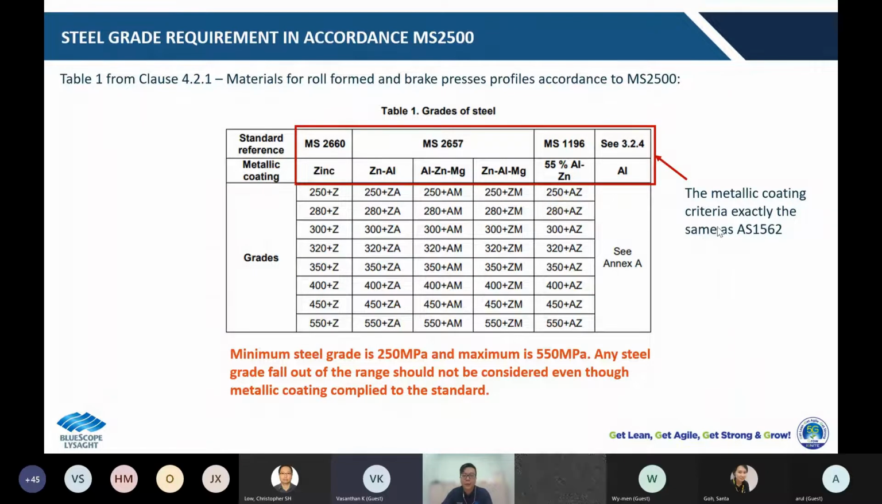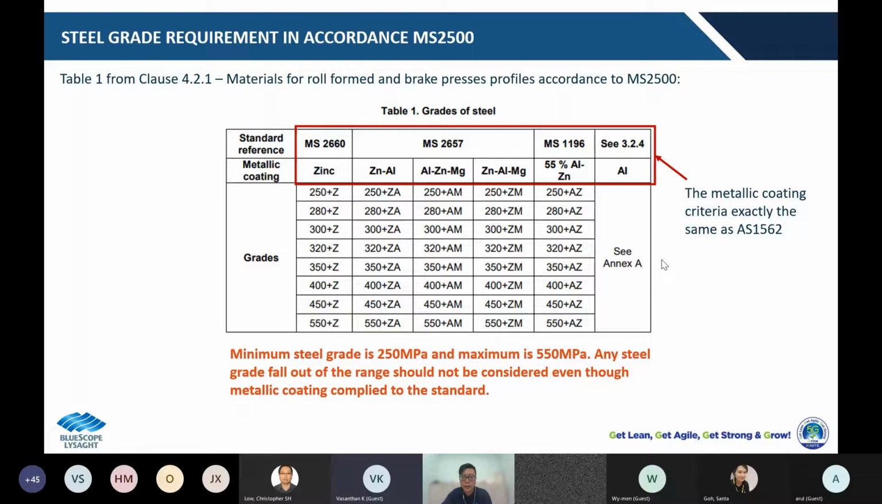And if you read this table thoroughly in detail, you will find that the steel grade presented for each metallic coating is the same. As you can see, even in zinc aluminium magnesium, it is 250, 250, 250. So in that case, we can summarize that no matter what metallic coating is used, the steel grade that can be used for roll form and press brake according to MS 2005 has a minimum of 250 MPa and a maximum of 550 MPa.